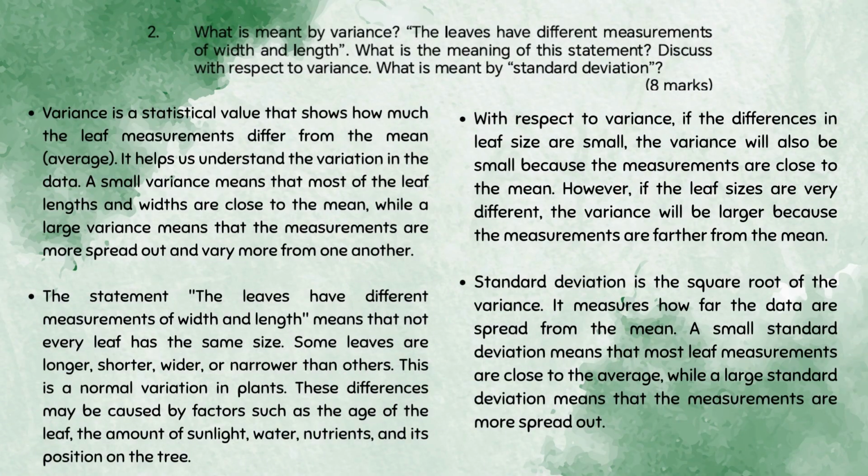For question number 2, variance is a statistical value that shows how different the leaf measurements are from the mean. A small variance means the leaves have similar size, while a large variance means that leaf sizes are more different. The statement that the leaves have different measurements of width and length means that not all leaves are the same size. The natural variation can be caused by factors such as sunlight, water, nutrients, and the age of the leaf. Standard deviation is the square root of the variance. It shows how far the measurements are spread from the mean. Overall, variance and standard deviation help us understand the variation and consistency of the leaf measurements.